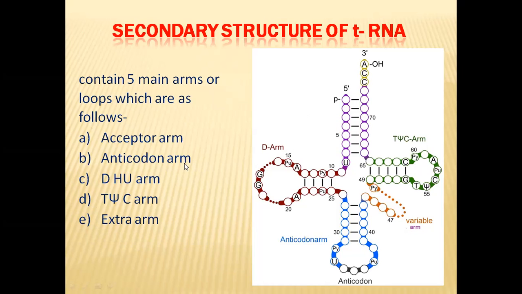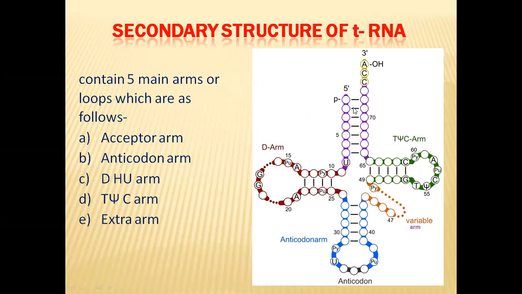And the second one is the anticodon arm. The acceptor arm is in brinjal color. Opposite to this acceptor arm is the anticodon arm. The blue colored one is the anticodon arm. This anticodon arm has 5 base pairings in it.